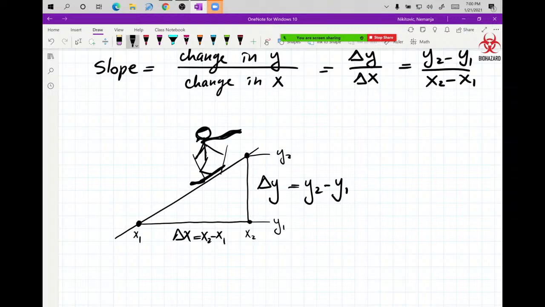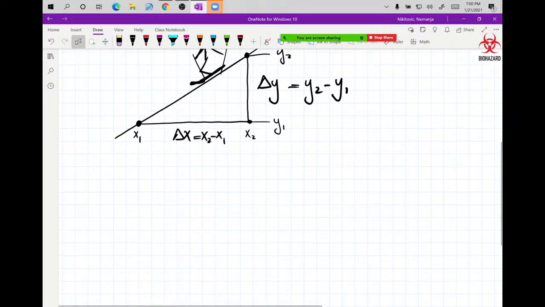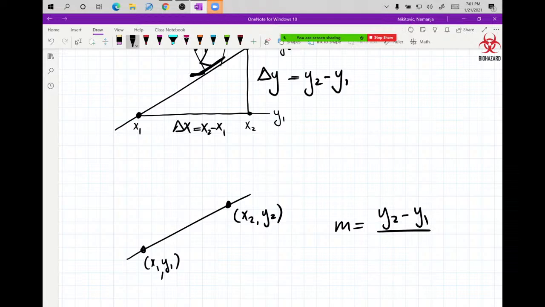So now when you combine these coordinates, and you get off this skiing horse, what you get is 2 points, x1, y1, and x2, y2. And you are able to define the slope as y2 minus y1, which is change in y, divided by x2 minus x1, which is change in x. And you are going to call that rise over run.